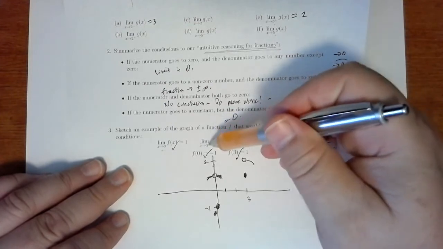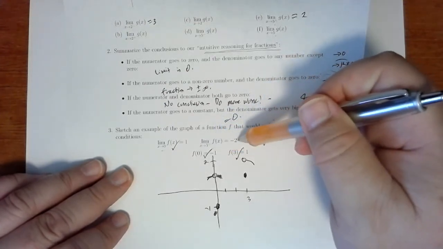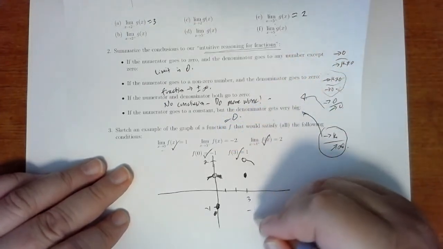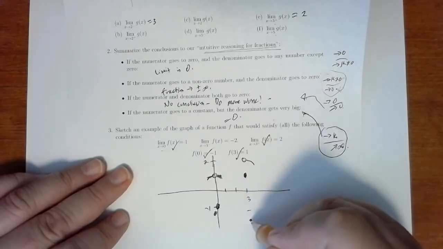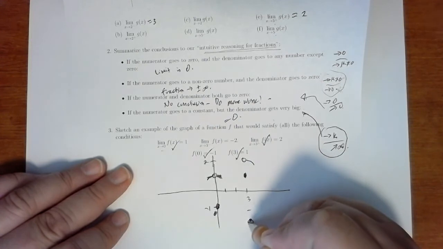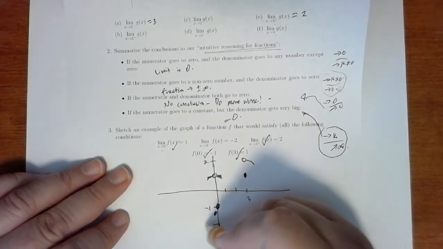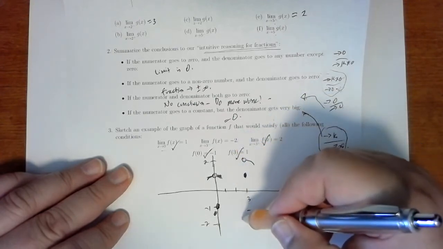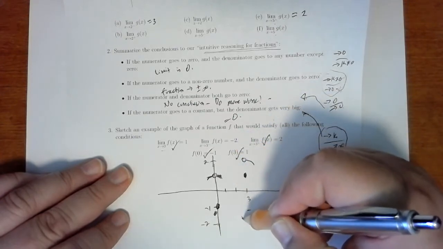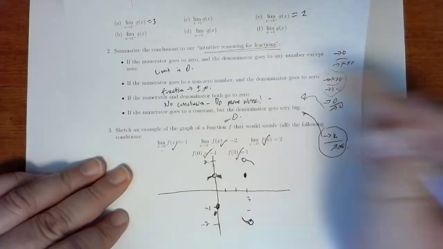And then over here, the limit as x approaches 3 from the left of f of x is minus 2. So minus 2 is down here. And so, oops, I don't want a solid dot there. I want an open dot at negative 2. And so I want to have my limit be that. So we could say that the function is coming down like that. And that takes care of that one.